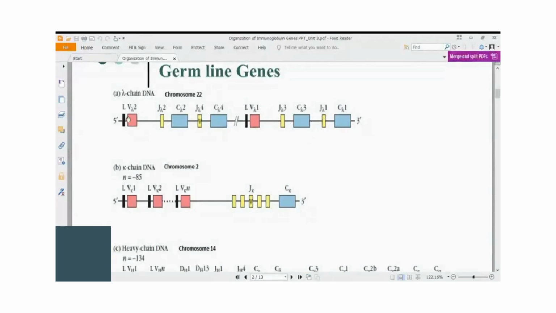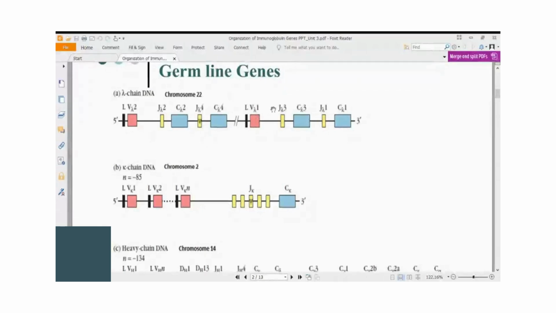The variable region, let us say V alpha 2, has a possibility of recombination with C alpha 2, or it has the possibility of recombination with C alpha 4. Similarly, variable region V alpha 1 has the possibility of recombination with C alpha 3. At the same time, it has an equal possibility with C alpha 1. Like that, the other two clusters, C alpha 5 and C alpha 6, will be there with variable region genes. They also have independent ability to recombine.